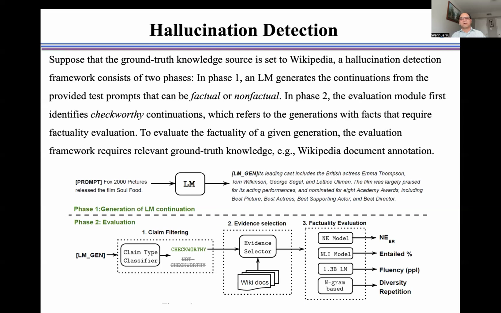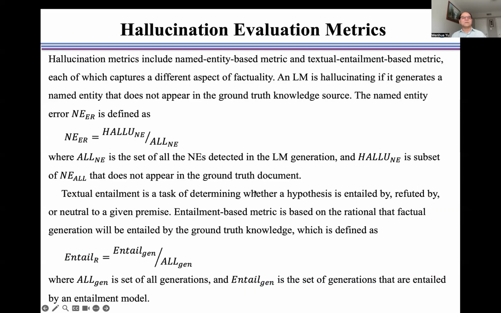To evaluate the factuality of a given generation, the evaluation framework requires relevant ground truth knowledge, for example, Wikipedia document annotation, as shown here. Hallucination metrics include named entity-based metric and textual entailment-based metric, each of which captures a different aspect of factuality.